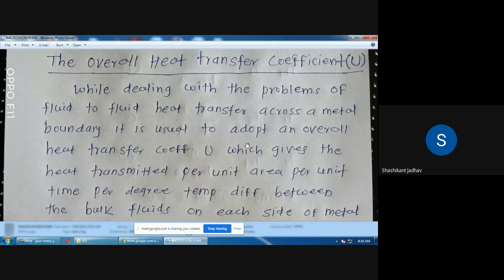So in this case we have to consider one metal at the center, and on one side there is a hot fluid, and on the other side there is a cold fluid. For that system we have to calculate the overall heat transfer coefficient. So what is meant by overall heat transfer coefficient? We have to calculate the heat transmitted per unit area, per unit time, and per degree temperature difference, and that value is nothing but the overall heat transfer coefficient for that particular system. Okay, so first of all you have to write this down.